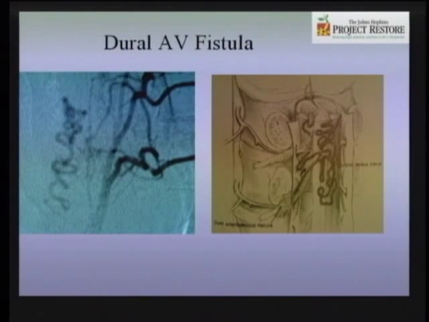This is what it looks like. This is an example of this arteriovenous fistula on the surface of the spinal cord, and this is what it looks like when we define it by a spinal angiogram.